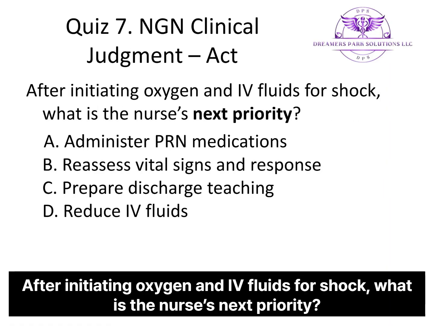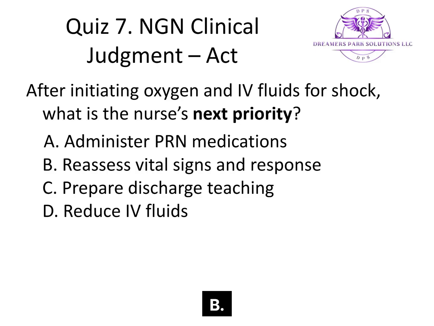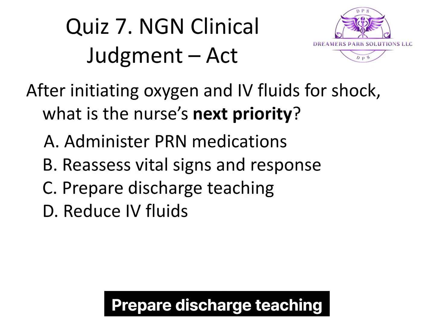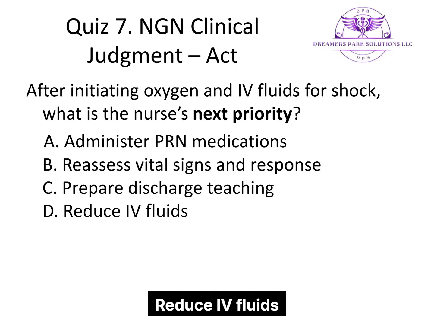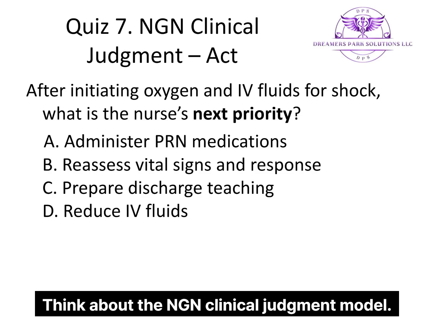After initiating oxygen and IV fluids for shock, what is the nurse's next priority? A. Administer PRN medications. B. Reassess vital signs and response. C. Prepare discharge teaching. D. Reduce IV fluids. After initiating oxygen and IV fluids, what should the nurse do next? Think about the NGN clinical judgment model.